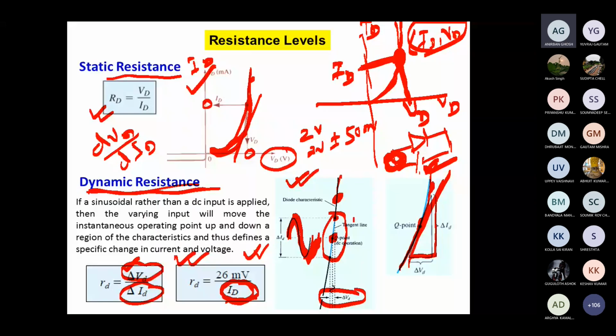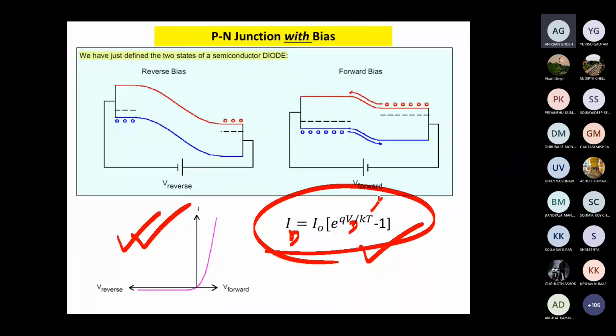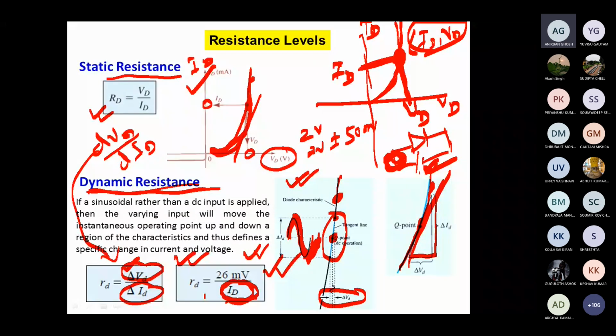At room temperature I am talking about this one, because the kT value is 0.026 electron volt. At room temperature I have put the kT value here. You see the kT value is there. So this is your job or assignment type of thing. From here, you can get RD equal to 26 millivolt divided by ID. This is simple mathematics, derivative. Please do it yourself.